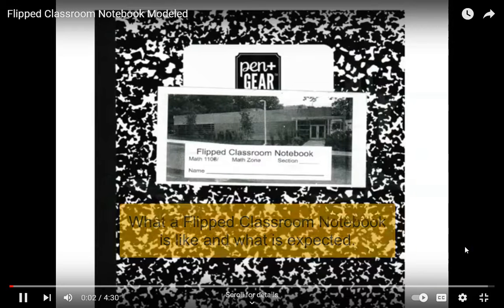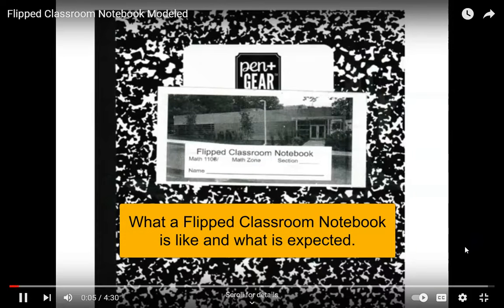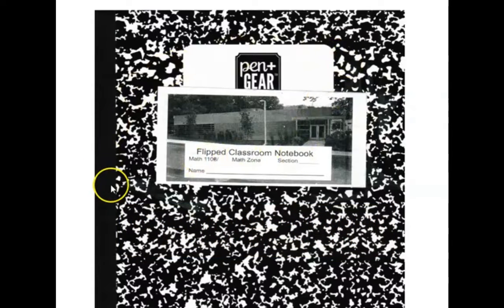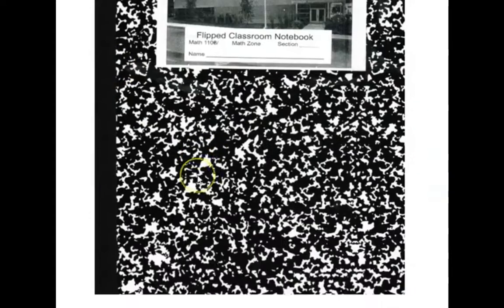In the orientation video, we go over the notebooks that we use in this course, but I thought I'd give you some detail of what one looks like. Now, this is mine. It's the Flip Classroom Notebook. It's actually just a composition booklet that I've purchased and I give to my students. So we have a little bit of orderliness and conformity.